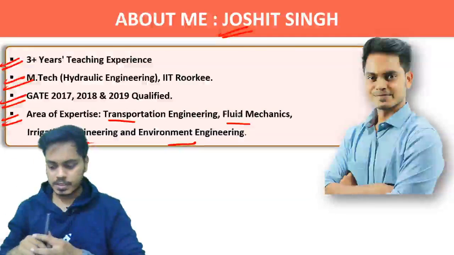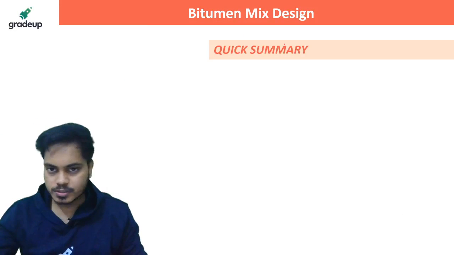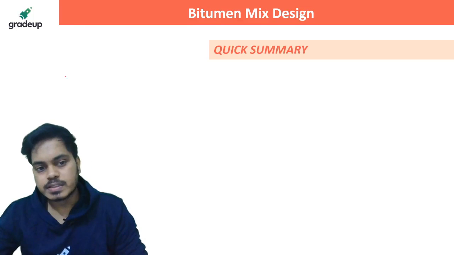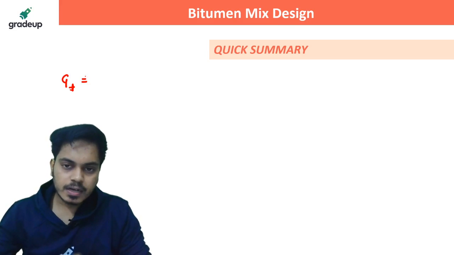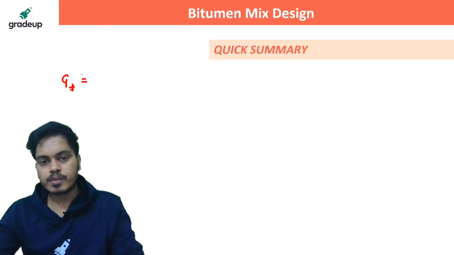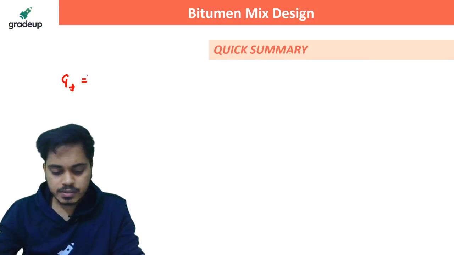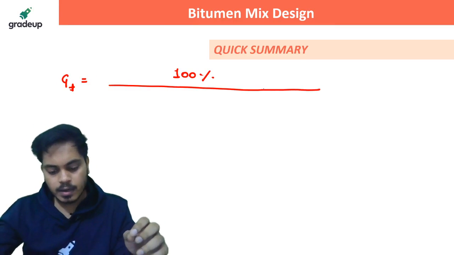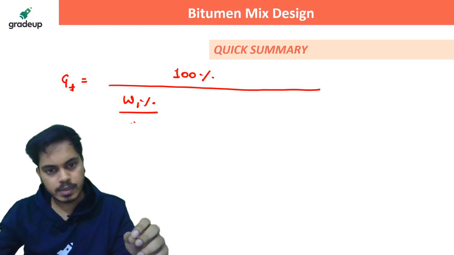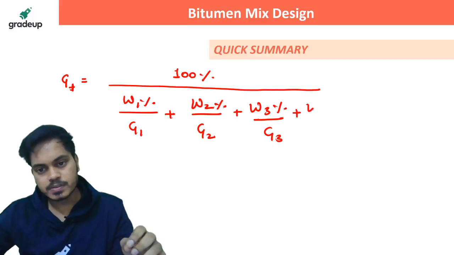Okay, perfect. So let's begin this session. First of all, let me give you a quick summary of the whole thing, this Bitumen Mix Design. Here you firstly see theoretical specific gravity. This is the specific gravity of the whole bitumen mix, which comprises the binder, the coarse aggregate, the fine aggregate, the filler. This theoretical specific gravity can be given by the formula: 100 upon W1 percentage by G1 plus W2 percentage by G2 plus W3 percentage by G3 plus WB percent by GB.